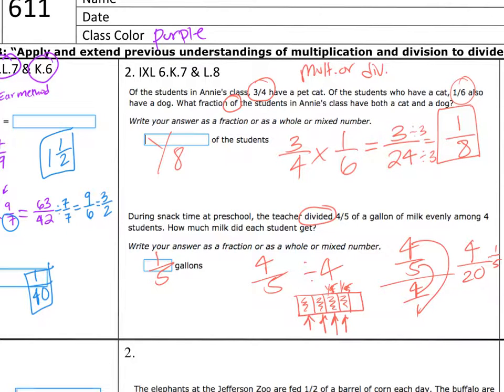So with these word problems, they're either going to be multiplication or division. You have to be careful you do the right one. Another way you can do it is you could do division for the problem, and then you can do multiplication and see which one actually makes sense. Number three.